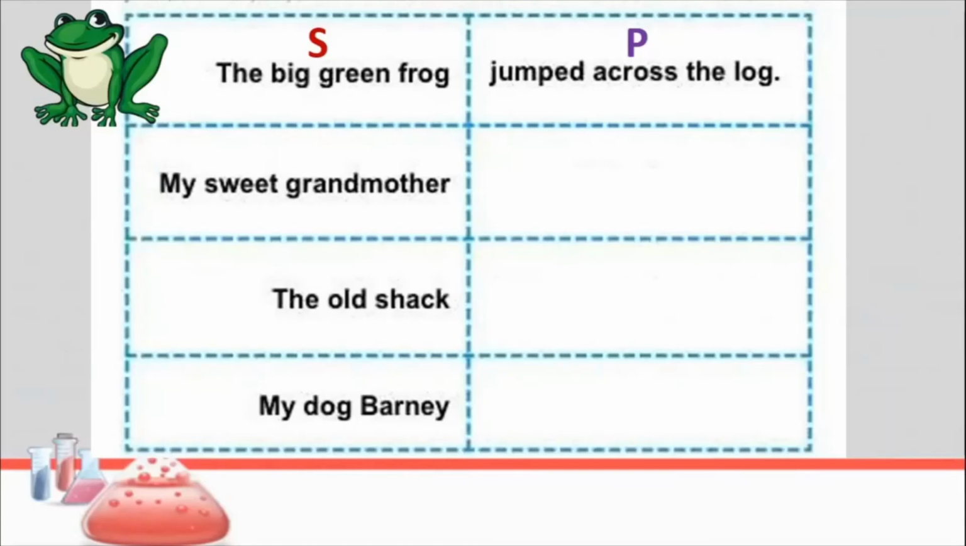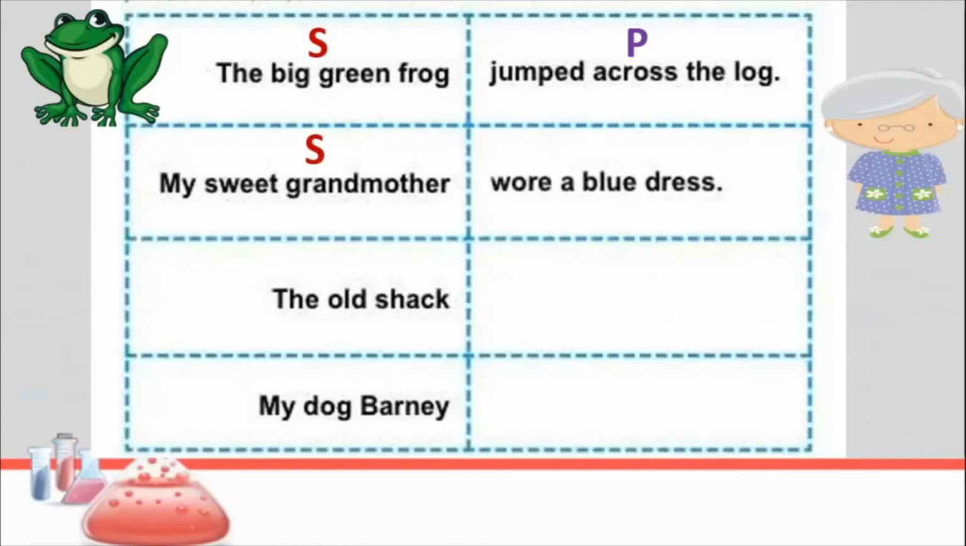Now the next sentence is about my sweet grandmother. Okay, so who? My sweet grandmother. Therefore it is the subject. And what about the grandmother? Wore a blue dress. So wore a blue dress is the predicate. Okay. Now the next sentence is about this particular thing. So it is the subject, the old shack.